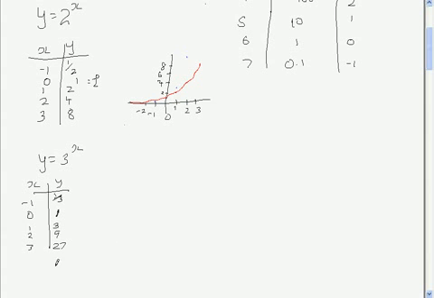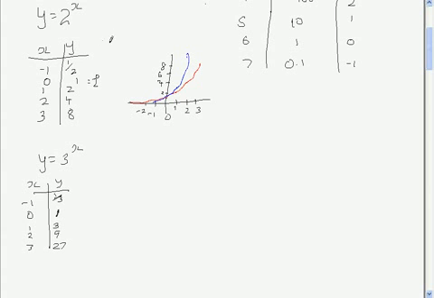Alright, so if I were to sketch that graph, if you notice at 0 it's 1, so that's the only point common to both y is equal to 2 to the power of x and y is equal to 3 to the power of x. That point, when x is equal to 0, y is equal to 1, is common to both graphs. So if I were to sketch this graph, try my best, it'll look something like that.